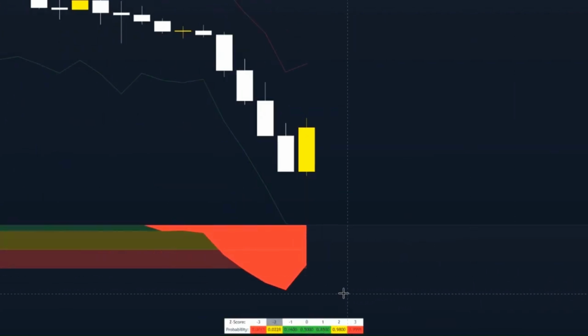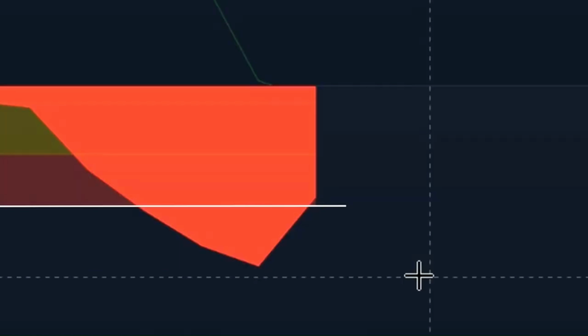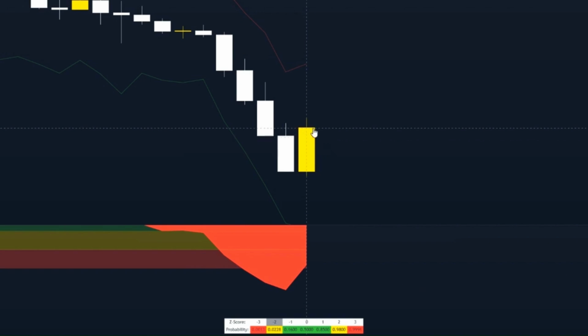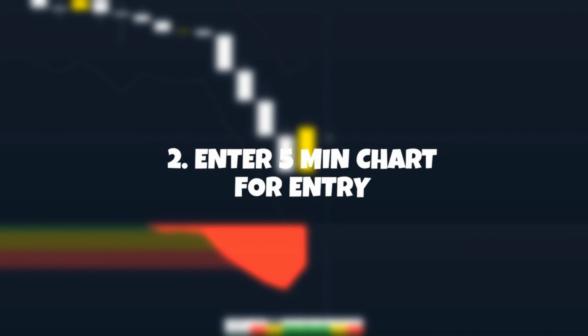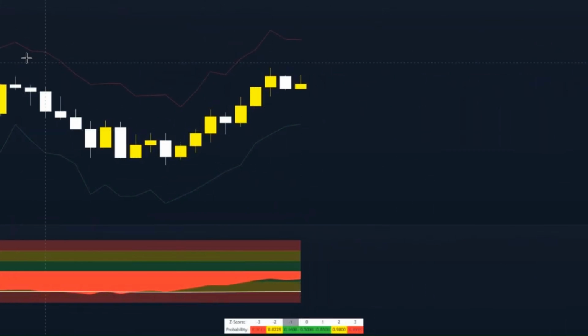You can see right here that the indicator has come out and finally closed back inside the red zone. This upward candle right here has closed, so we will now be moving down to step 2 and entering the 5 minute chart. So go down to the 5 minute chart and we'll be entering our long position here.